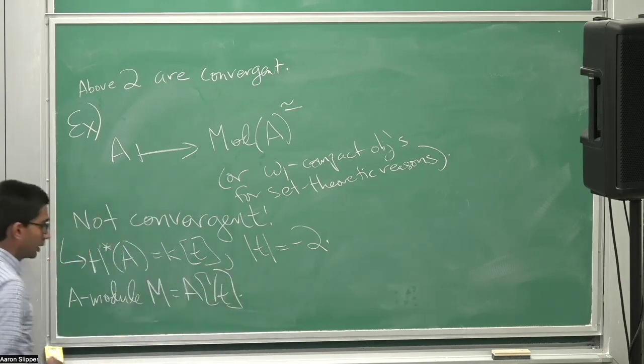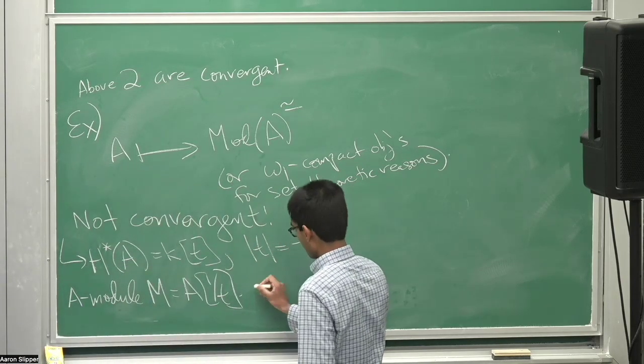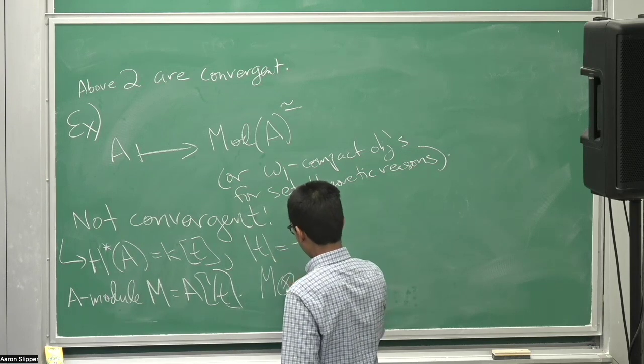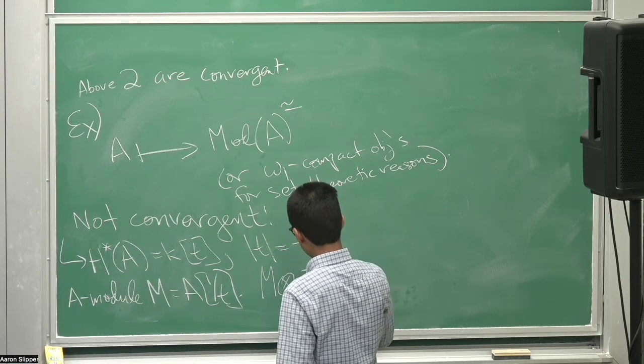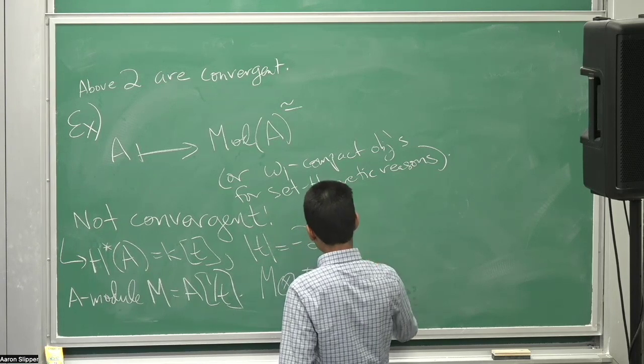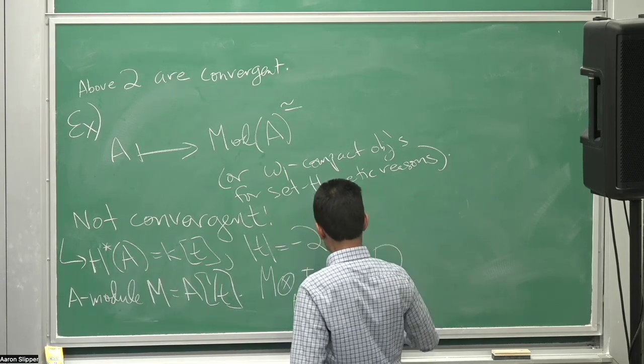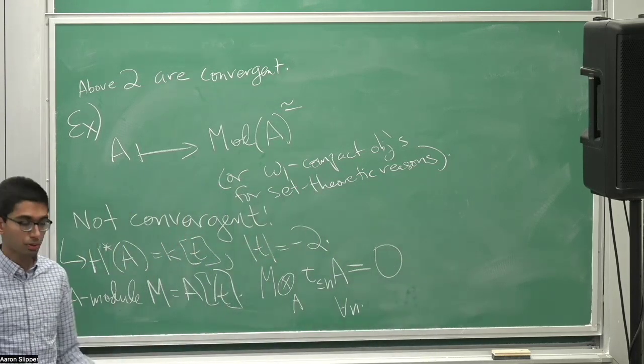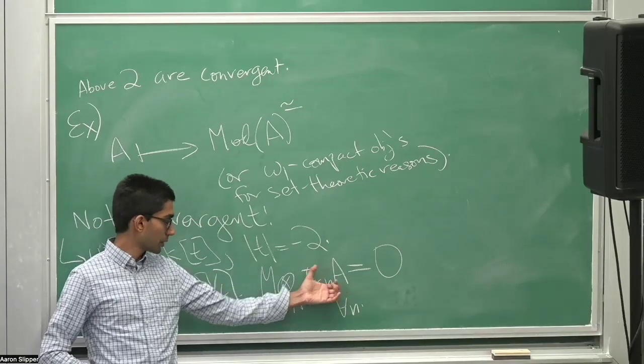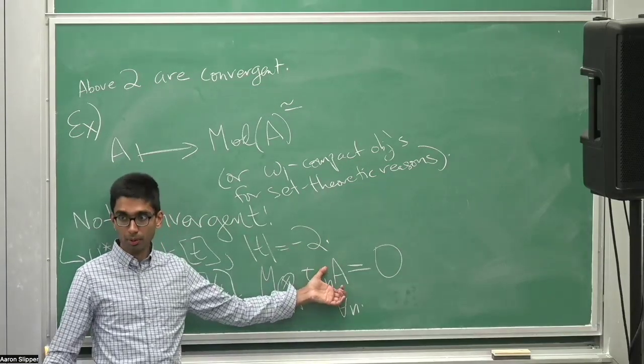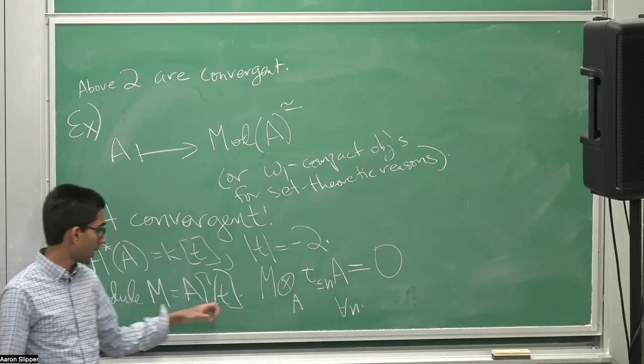So it looks like a Laurent polynomial ring. And this has the property that if you take M tensor over A with the truncation τ≤n of A, this is 0 for all n. It's not 0 itself, but it's 0 when you do this, because then you mod out by some power of T.